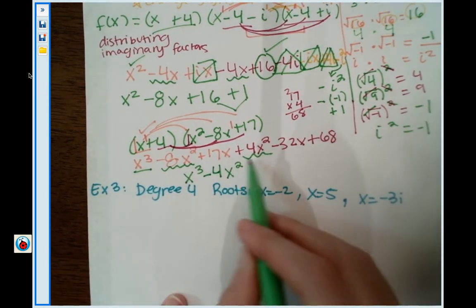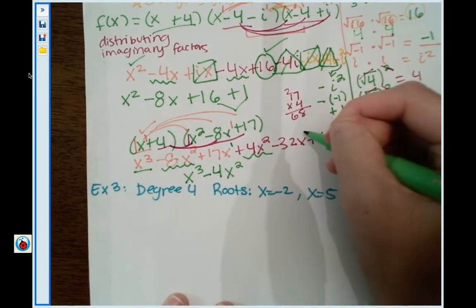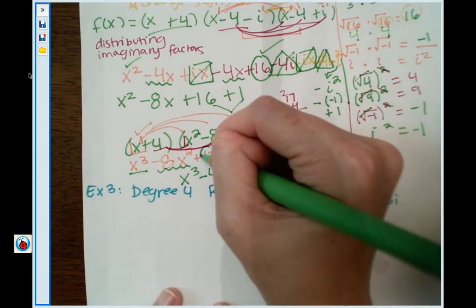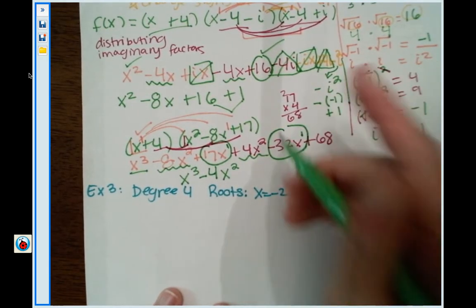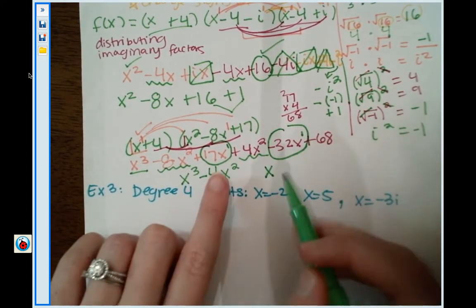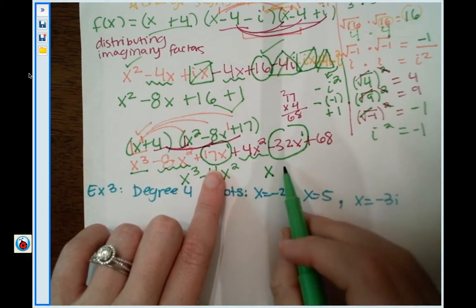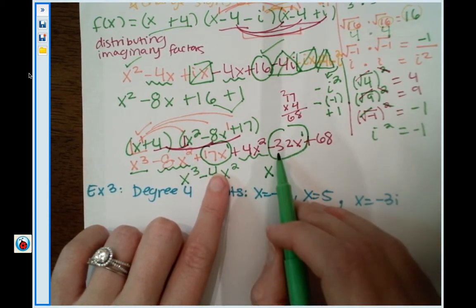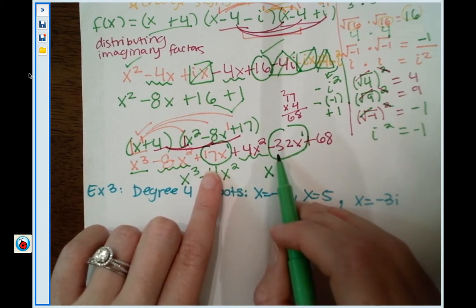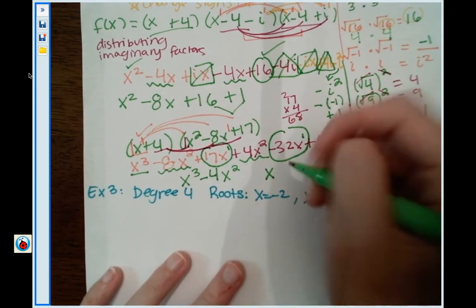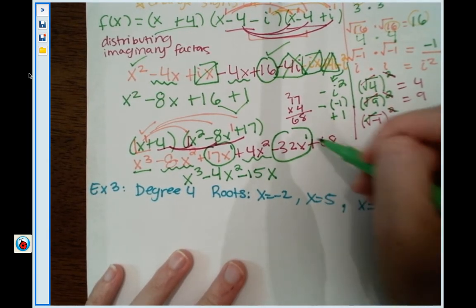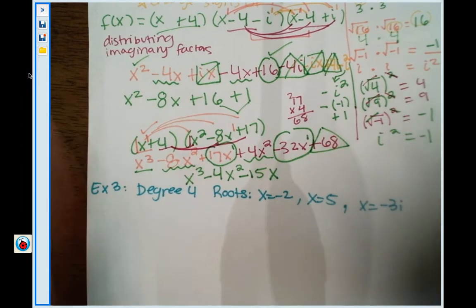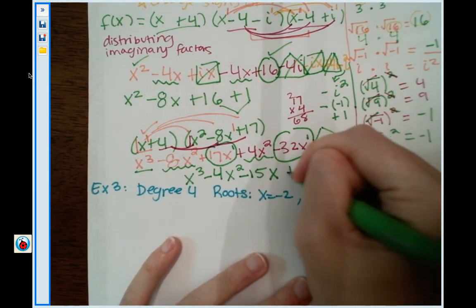My next highest exponent is x to the 1st, which these are secretly x to the 1st. I have a 17x and a negative 32x, so I'm going to bring down my x's before I touch it. Then I combine my 17 and my negative 32, which is going to give me, I'm pretty sure, a negative 15. Yes, so it'd be negative 15x. And lastly, I have the number without the variable, my 68, and it doesn't have anything else to combine to, so I'm just going to bring that on down.